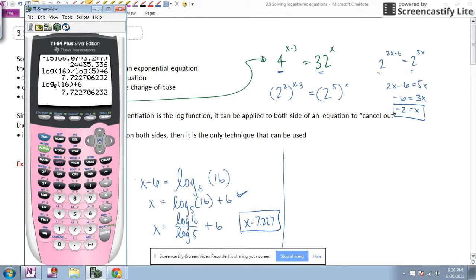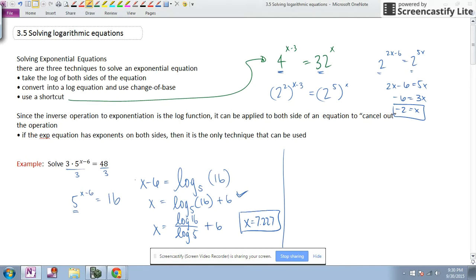Now, what about those people that said, wait, I didn't think of rewriting. I thought of logging both sides. So they had 5 to the x minus 6 equals 16. And that's more than welcome. You can log both sides. You can do base 10, you can do natural log, or you could pick log base 5 or something, whatever you like. Now, just for fun, I'm going to do natural log of both sides, just to show you that it's not spooky as long as you do the exact same log on both sides.